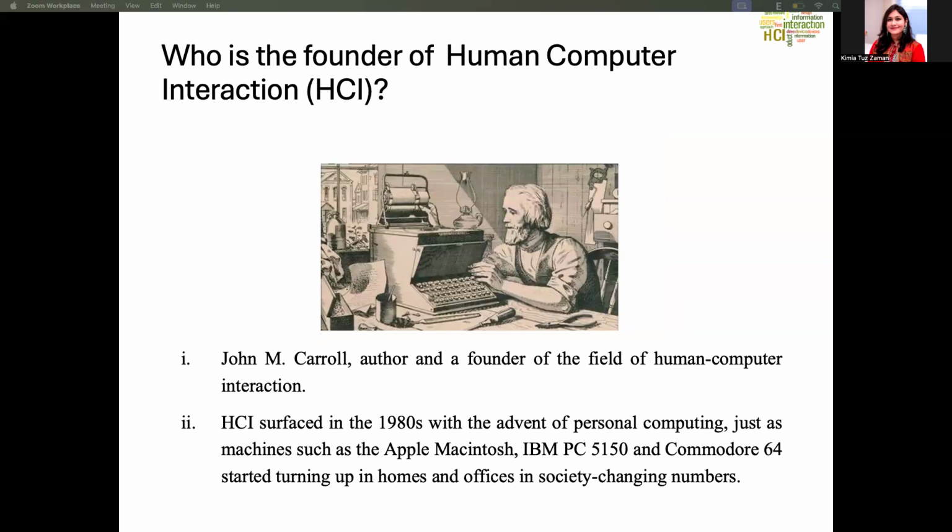So, just a little bit of history. John M. Carroll is often credited as a founder. He emphasized user centered design and task based interaction. But HCI is more of a collective movement than a single person's invention. Carroll helped put structure to a field that many were already shaping. A cool fact: Carroll's early research showed that people rarely read manuals, they learn by doing. That insight still shapes modern UI design.